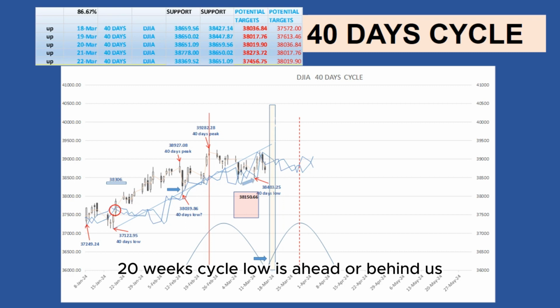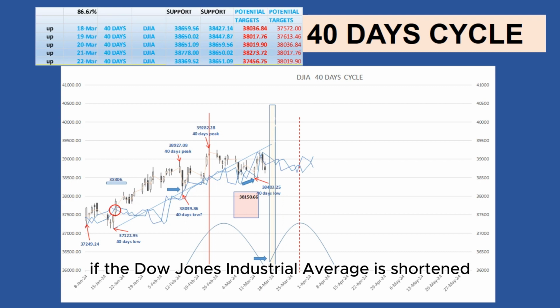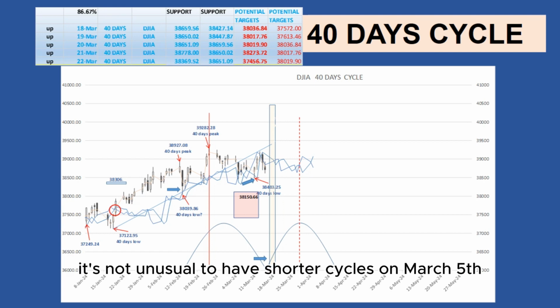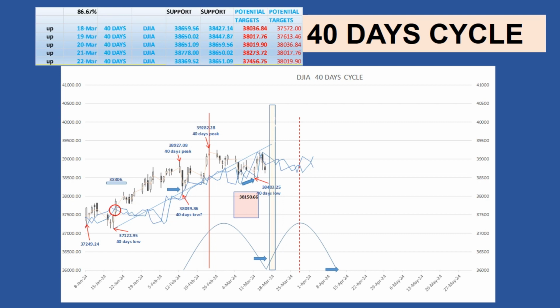The 20-week cycle low is ahead of or behind us. Correct. We have to keep an eye on the 80-day cycle 27 days. If the Dow Jones Industrial Average 7 days below the uptrend line, because cycles are dynamic, the purple line or the cycle line in the next 2 weeks. It's not unusual in bull markets to have shorter cycles. On March 5th, the Dow Jones Industrial Average crossed below its trend line, confirming the 39,282.28 cycle is following its nominal model.